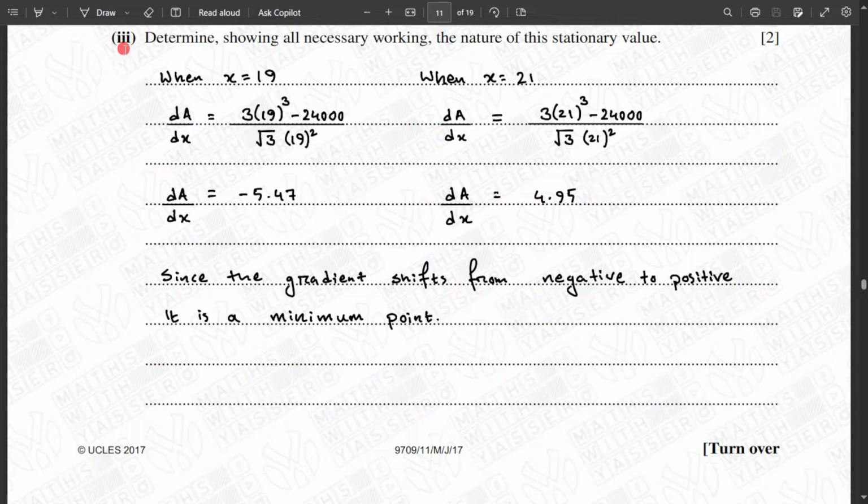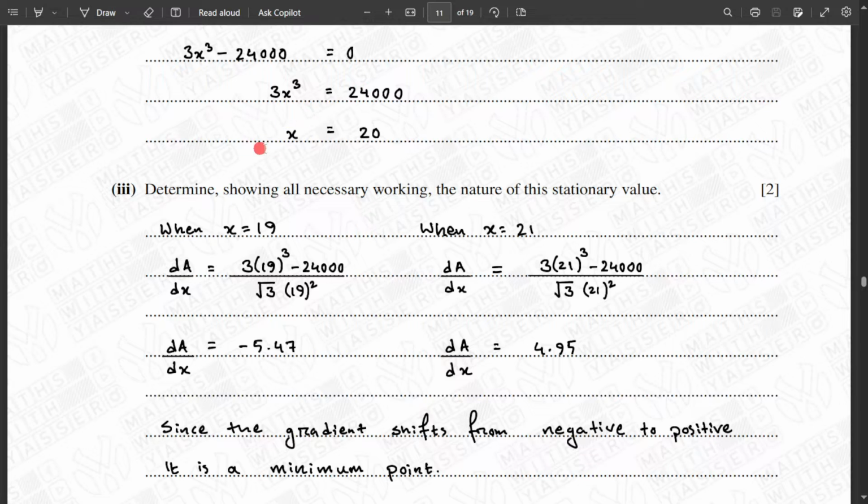For part 3, it says determine, showing all necessary working, the nature of this stationary value. Since it's not feasible to double differentiate this equation to obtain the nature of the stationary value, what you can also do is take at least one value before and one value after the turning point, which is the stationary value. So we got the stationary value when x is equal to 20.